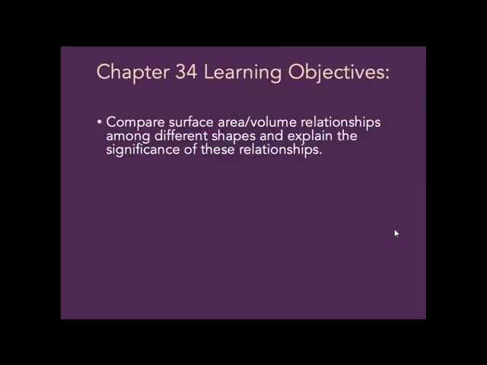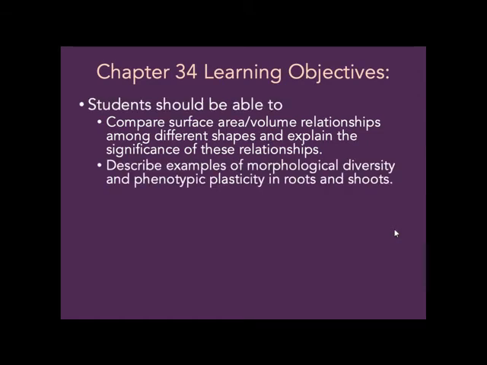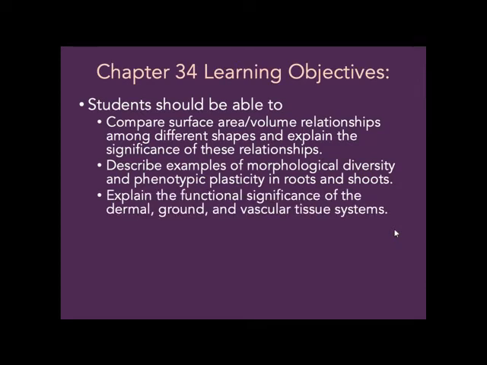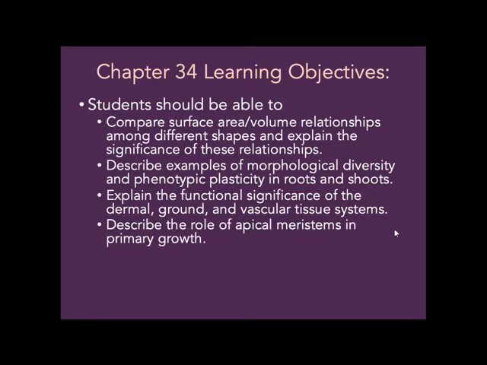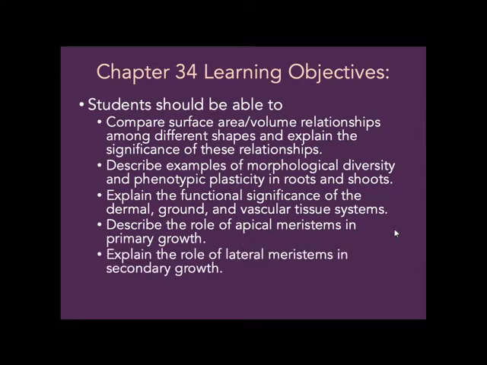Our objectives in this chapter are that you should be able to compare surface area to volume relationships amongst different shapes and explain the significance of these relationships. You should be able to describe examples of morphological diversity and phenotypic plasticity in plant roots and plant shoots. You should be able to explain the functional significance of the dermal, ground, and vascular tissue systems. You should be able to describe the role of apical meristems in primary growth. You should be able to explain the role of lateral meristems in secondary growth.